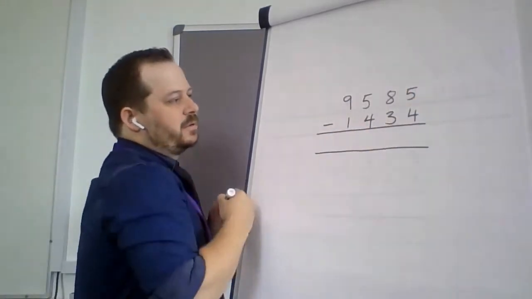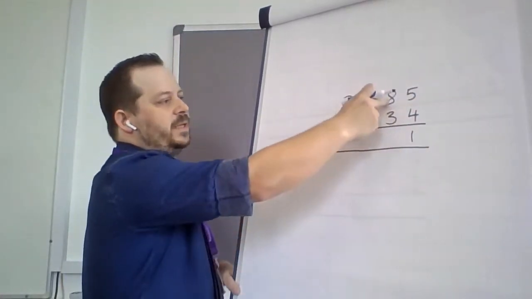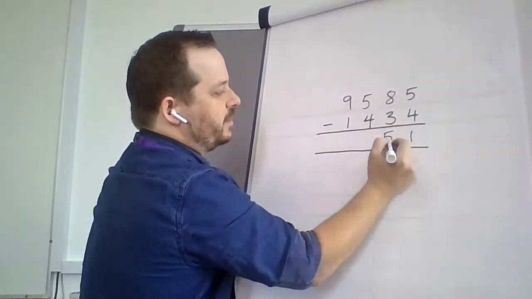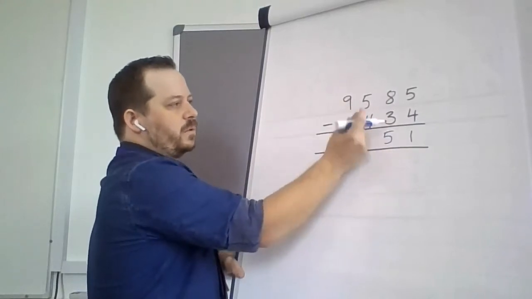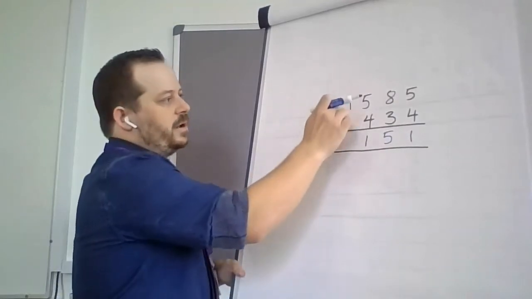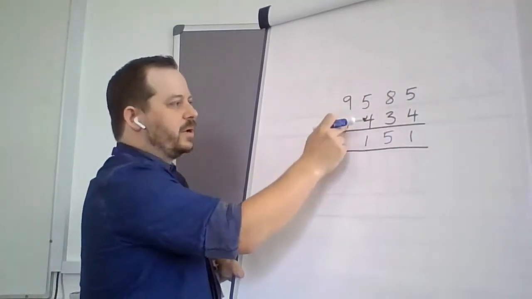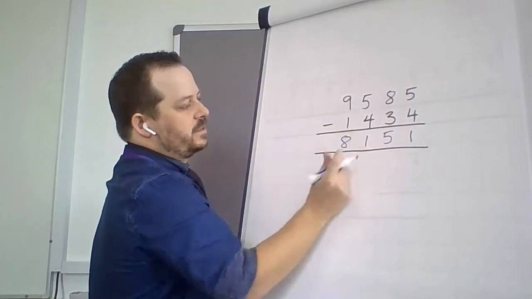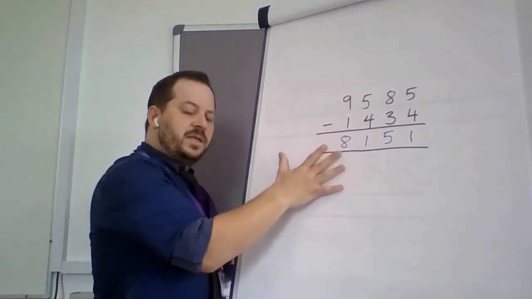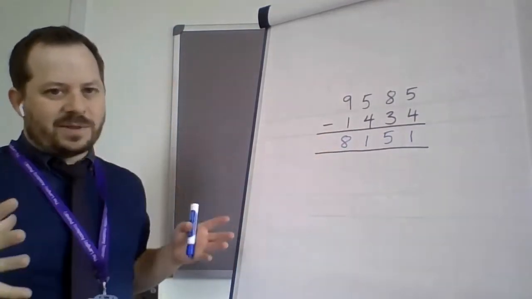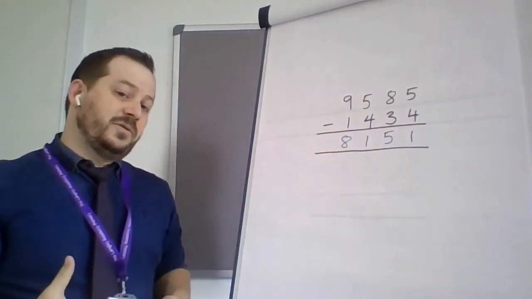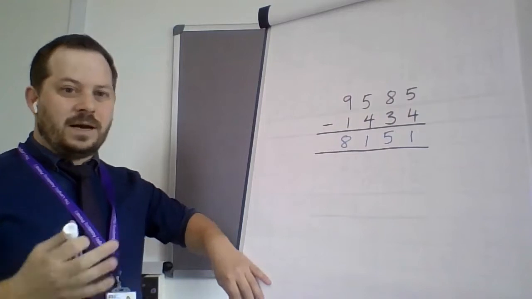So we do 5 minus 4, which is 1. We've got 8 minus 3, or 80 minus 30, which is 5 or 50. Again, 5 minus 4, or 500 minus 400 is 100, or 5 minus 4 is 1. 9,000 minus 1,000, or 9 minus 1 is 8. So our answer is 8,151. The reason this works nicely is because rather than dealing with the big numbers, we can just split it down and work with the digits in each of the columns. It just makes our life easier, and that's the reason why we do it.